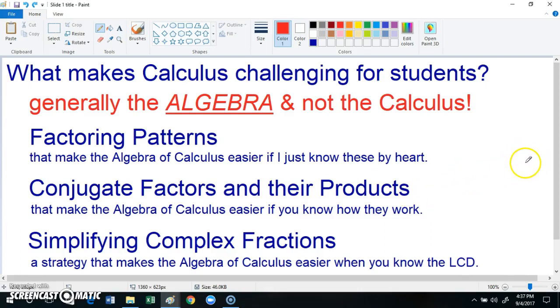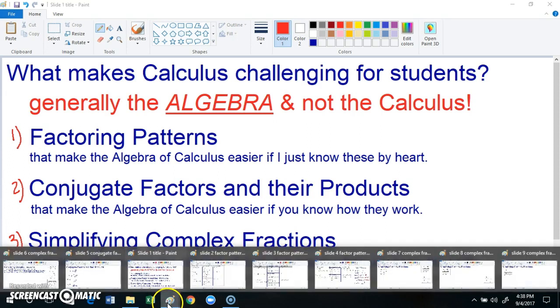Okay, what makes calculus challenging for students? Generally, it's the algebra and not the calculus. So here are three things that we're going to look at that are going to help us out with the algebra. 1, factoring patterns. 2, what is a conjugate factor and what are their products? 3, how to simplify complex fractions. These are all going to be important when we work on limits.